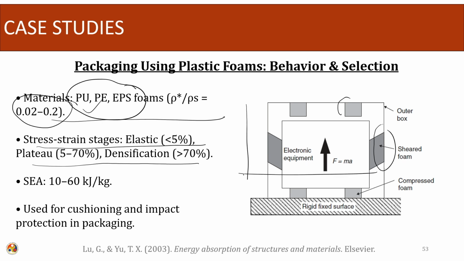It means that the elastic range is very small, but the plateau range is very high, and densification is around 70%. It also has a specific energy absorption of 10 to 60 per unit mass, which is again a very high number. So, this type of material is used for cushioning and impact protection in packaging. These are the different examples of energy absorption materials that are commonly used.